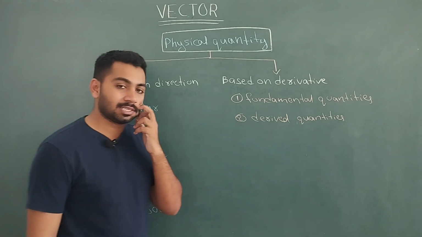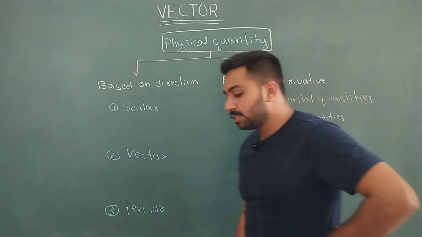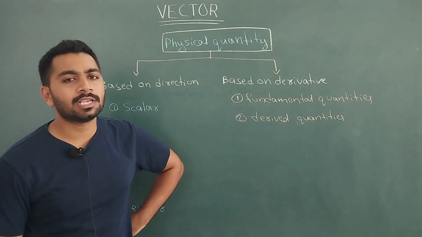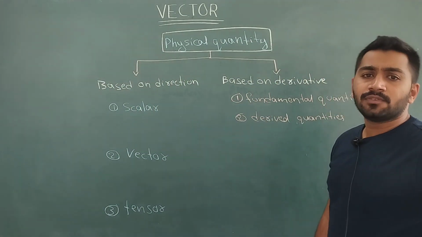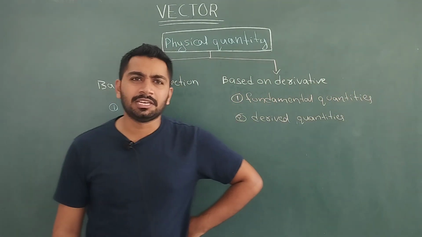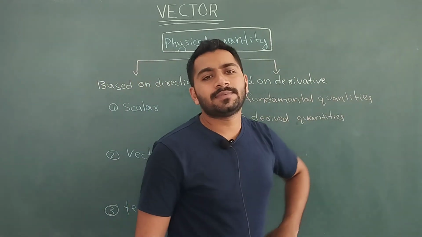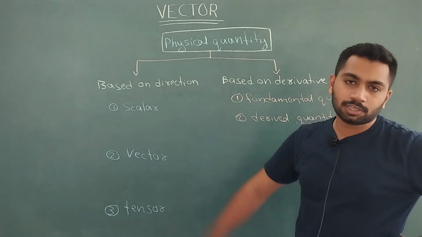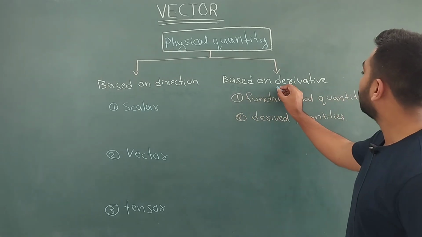So basically, before vectors, physical quantities. You know what physical quantities are? They are in your first chapter, units and measurement. Don't worry, you will study that chapter last, because it needs all the knowledge. In physics there are many physical quantities like mass, temperature, density, velocity, torque; everything comes under physical quantities. We can classify physical quantities in two ways: one based on direction, one based on derivation. Based on derivation, this word is very important.